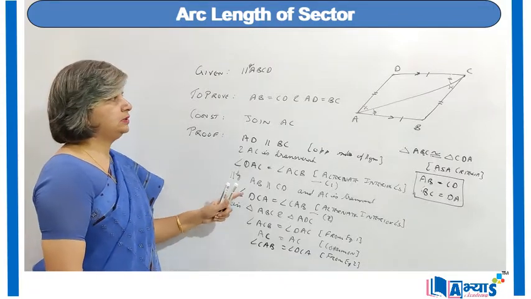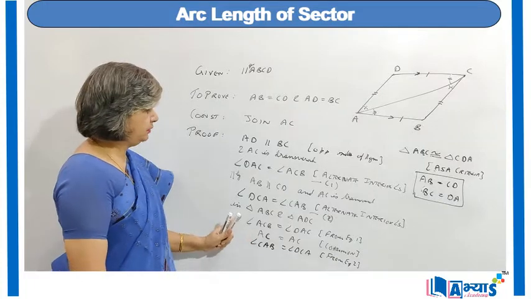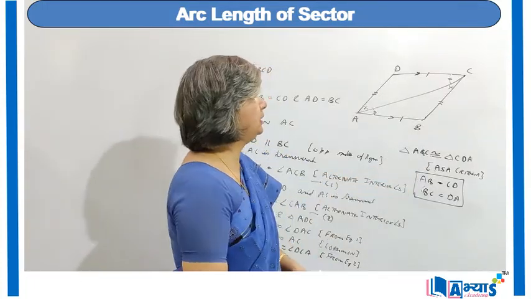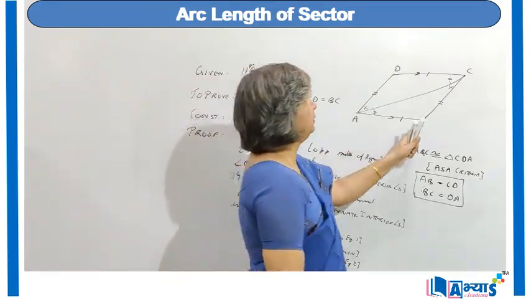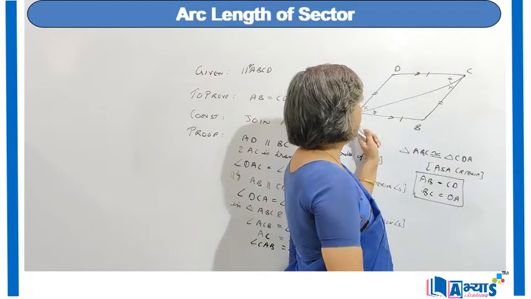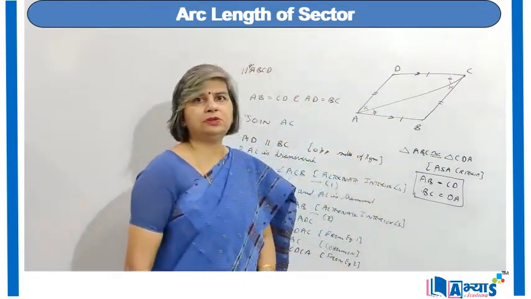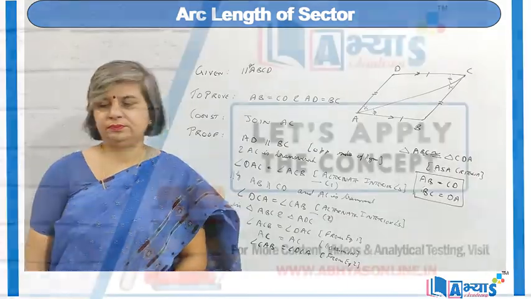From these two relations, and since AC is common in both the triangles, we have proved that the two triangles are congruent. And from CPCT we can say that the opposite sides are equal. That means AB is equal to CD and AD is equal to BC. So this is how we have proved that the opposite sides of a parallelogram are equal.